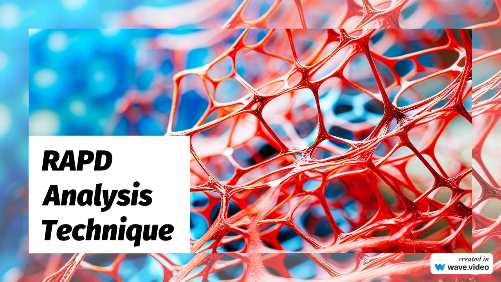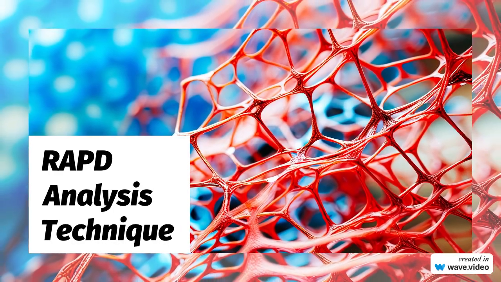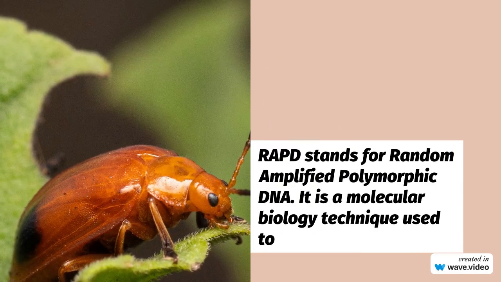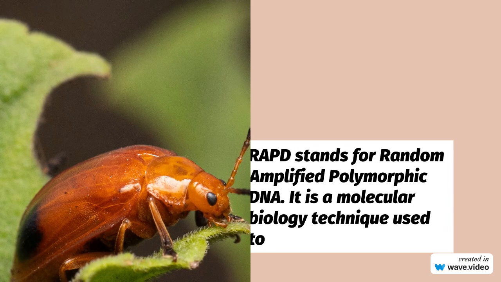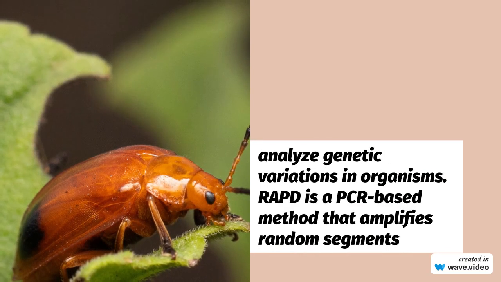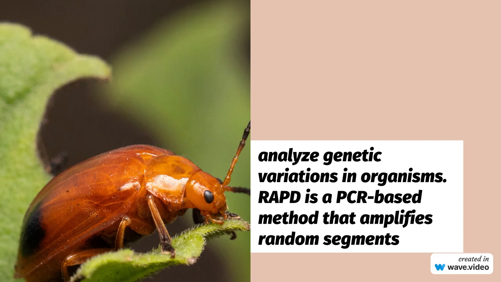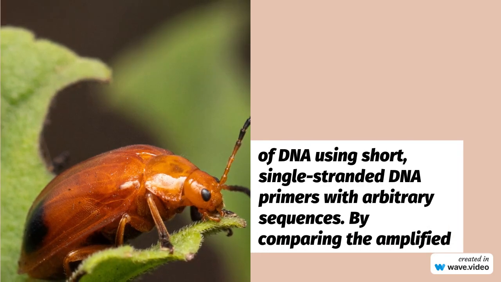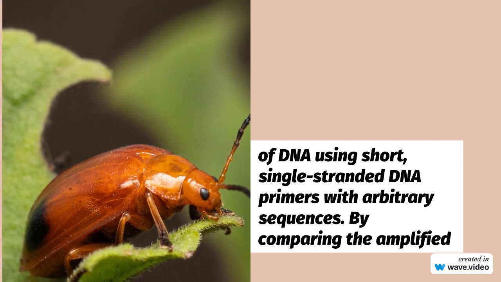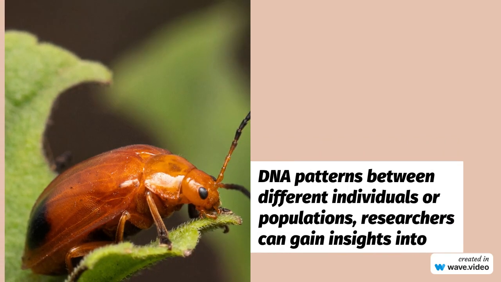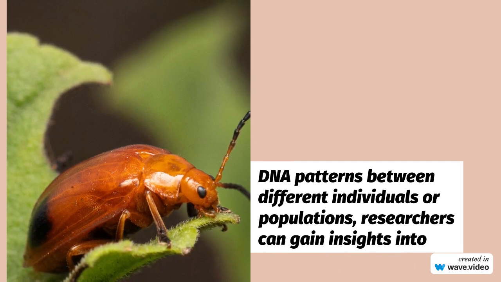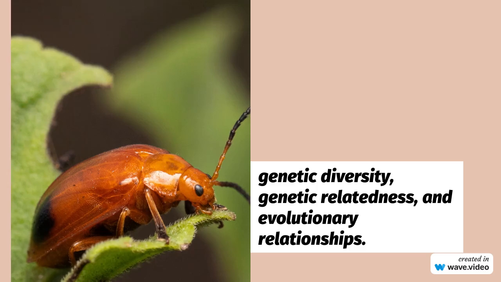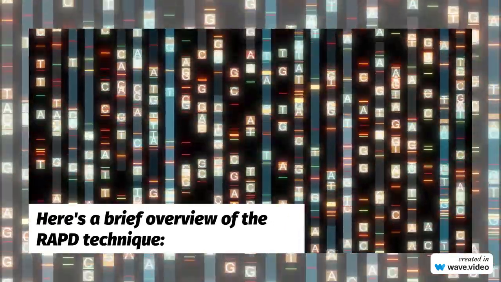RAPD stands for Random Amplified Polymorphic DNA. It is a molecular biology technique used to analyze genetic variations in organisms. RAPD is a PCR-based method that amplifies random segments of DNA using short, single-stranded DNA primers with arbitrary sequences. By comparing the amplified DNA patterns between different individuals or populations, researchers can gain insights into genetic diversity, genetic relatedness, and evolutionary relationships. Here's a brief overview of the RAPD technique.